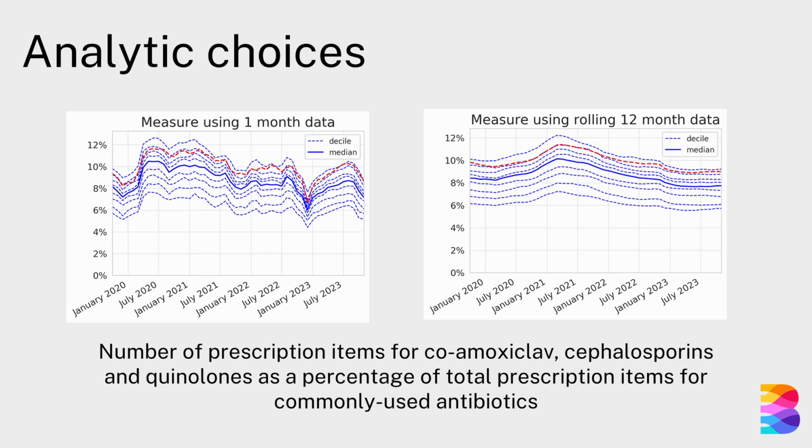So this is December 2022, when there was a big group A strep outbreak. There were lots of narrow spectrum antibiotics being prescribed, which basically brought the broad spectrum percentage down quite significantly. So it's much more difficult to see in the rolling data. So that's why we think this can be useful, but obviously both things can be useful for monitoring different things.